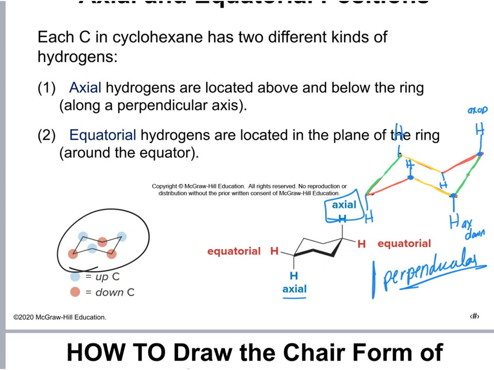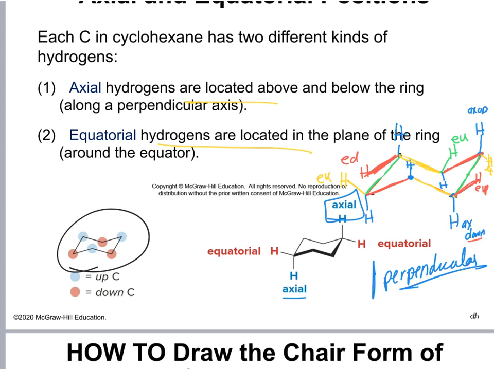Once you do that, then you can draw your equatorial. If this is axial down, this needs to be equatorial up, and it's going to be parallel to that. This one is going to be equatorial down, parallel to that. This one is equatorial up. This is equatorial down, and it's going to be parallel to this line. This is axial down, so this has got to be equatorial up. I want to see that you can draw each one of these.